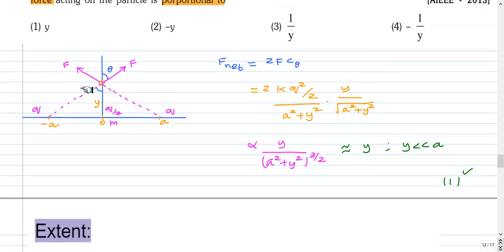So instead of q by 2, if you have minus q by 2, the direction of this F will reverse. So it will be a net attractive force in this direction. So this force will try to pull this minus q by 2 towards the origin, and the particle will execute SHM because under the approximation that y is much smaller than a, the force is proportional to the displacement, and that is the condition for SHM.